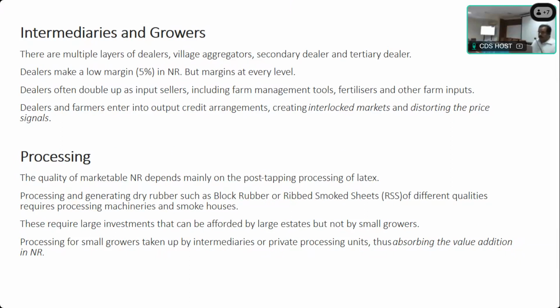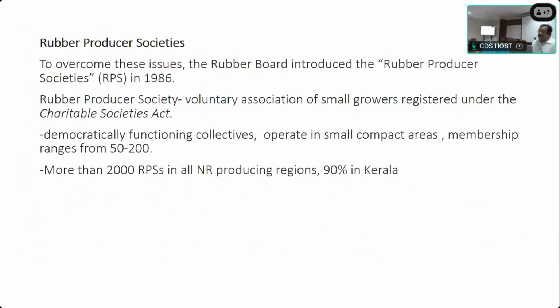So that's the problem with processing. Now, to overcome these kinds of issues, the Rubber Board introduced what we call the rubber producer societies in 1986, and they were to be registered. These rubber producer societies are registered as voluntary associations of small growers under the Charitable Societies Act. They are considered democratically functioning collectives operating in small compact areas, with memberships ranging from 50 to 200 workers. Currently there are about 2,000 RPS, at least on paper, and about 90% of them are in Kerala.